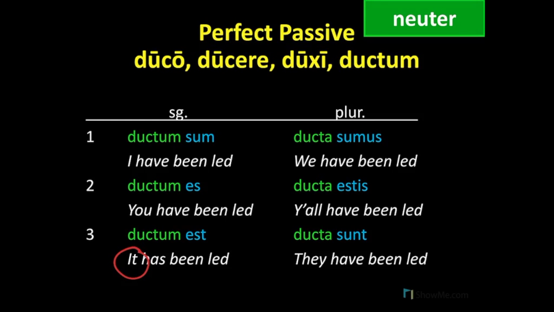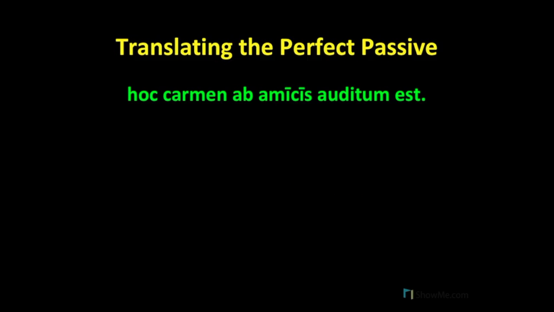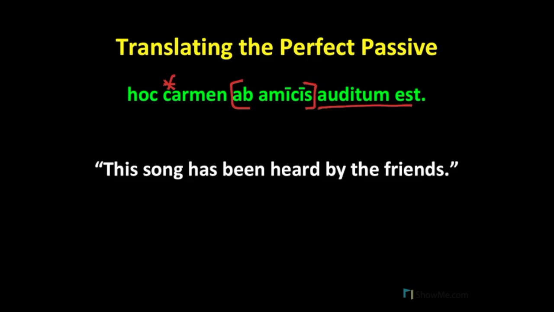Now, two quick sentences for translation. Hoc carmen ab amicis auditum est. The verb is auditum est. And we can tell our subject is neuter from the participle's -um ending. The nominative subject is hoc carmen. And ab amicis is our ablative of agent. So we translate, the song has been heard by the friends.